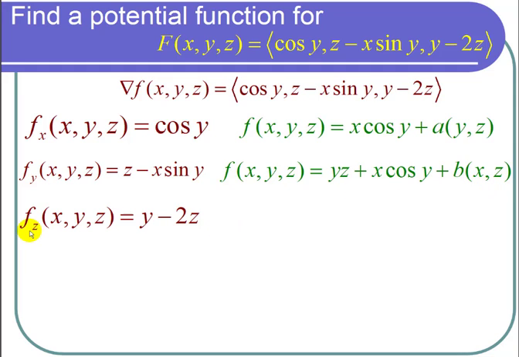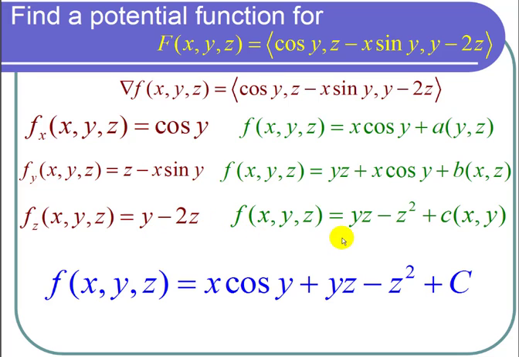So then let's do the third partial integral to get rid of the partial derivative with respect to z. The integral of y minus 2z dz is yz minus z squared plus some constant, and now x and y are the constants, so the constant is in terms of x and y.